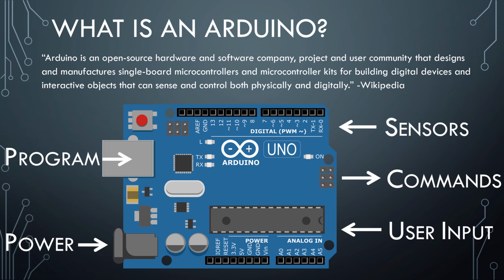Since this is a basic electronic system, you're going to have your power that you need to deliver to the Arduino. And then since this is a microcontroller without an operating system, you're going to need some way to program it. So that would be like a USB connection. These are all basic components of an electronic system.